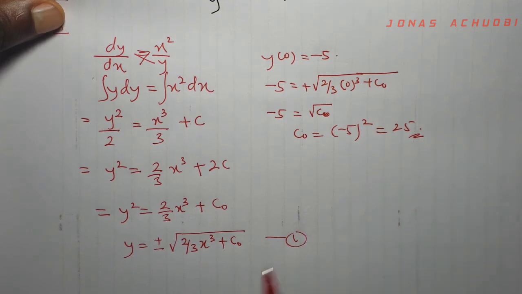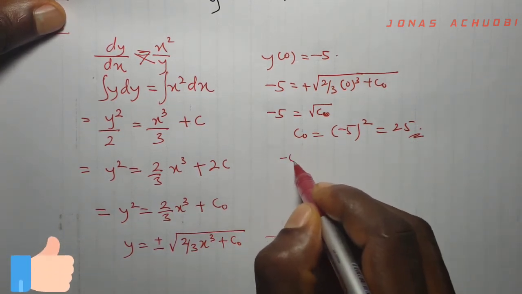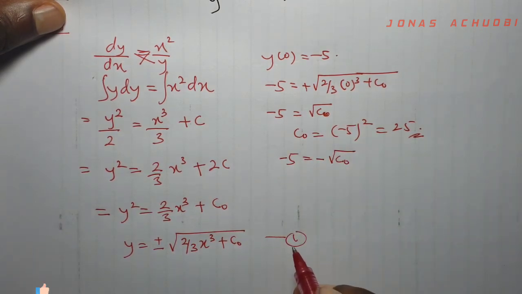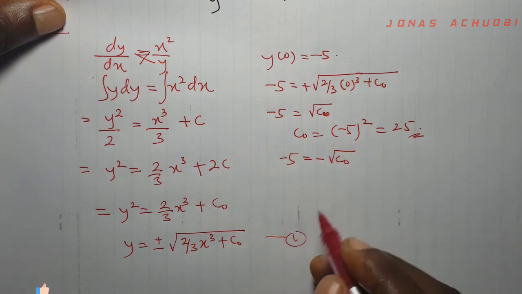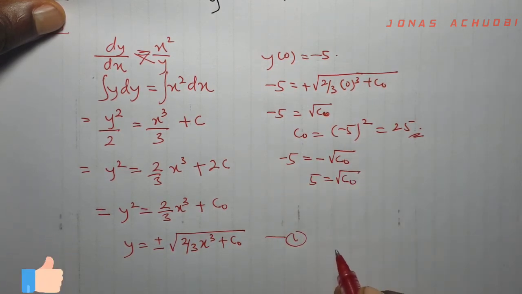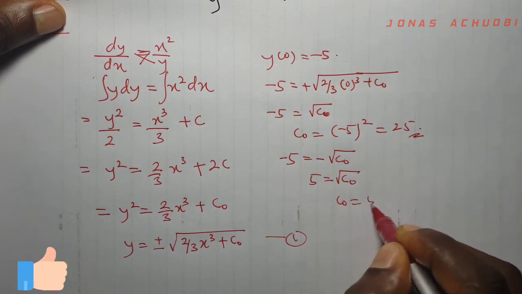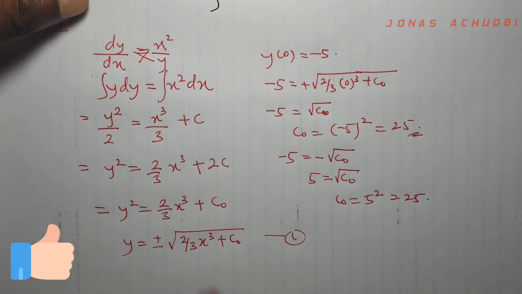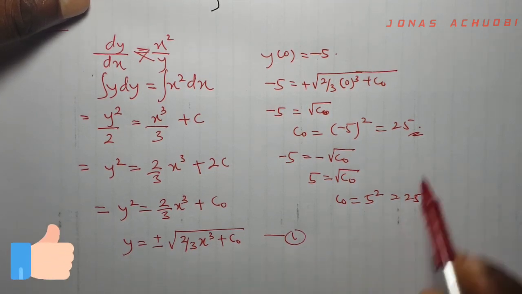If we take the second part, which is the minus part, we get minus 5 equal to minus the square root of c naught again. The minus and minus cancel, and we have that 5 is equal to the square root of c naught. Then c naught again is the square of 5, which is 25. So in either case, the value of our constant c naught is 25.